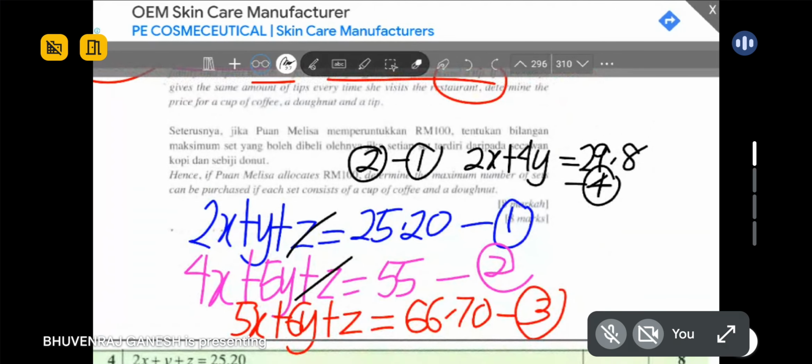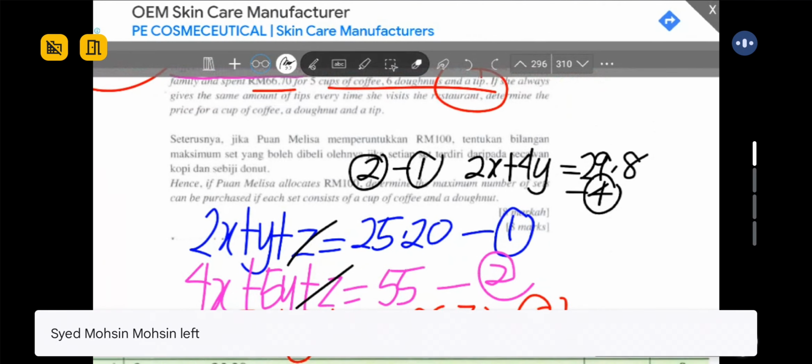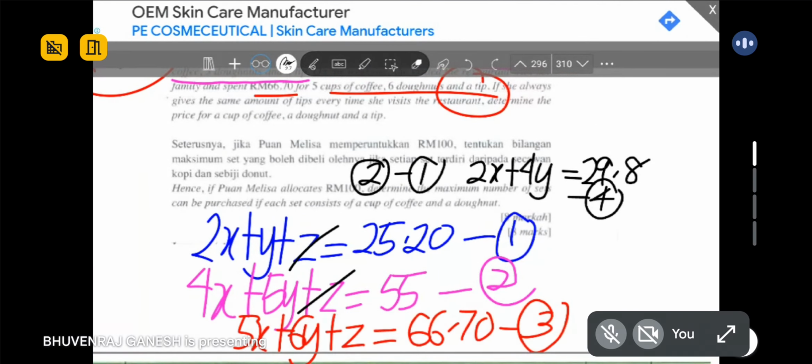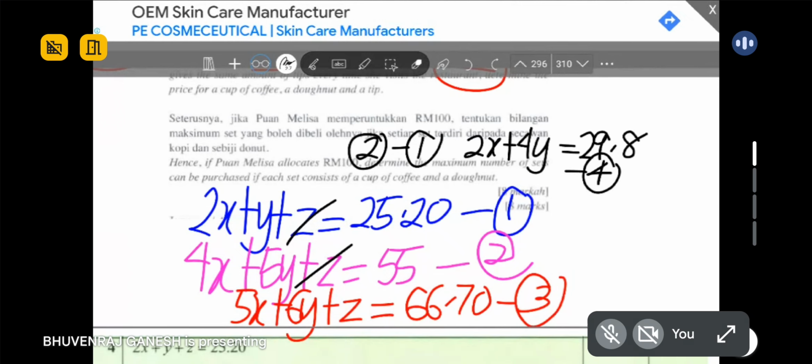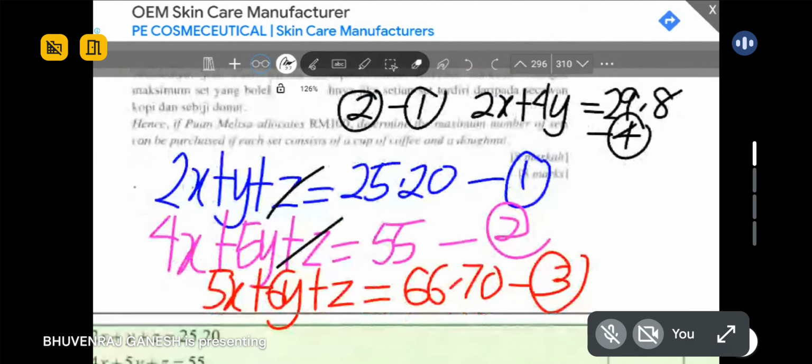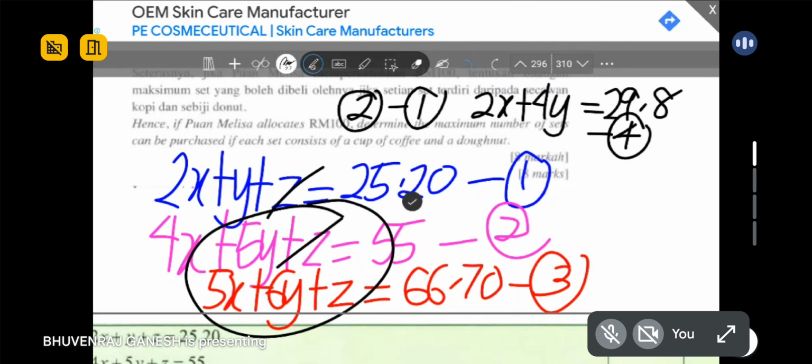Kamu kena tulis anggapan juga, guys. X sama dengan harga kopi, price of coffee. Y equal to price of donut, harga donut. Z equal to price of tip, harga tip. Faham? Kena tulis macam ni. Sebelum kamu mula selesaikan. Alright? Okay, next. You guys can compare these two equations, number 3 and 2.